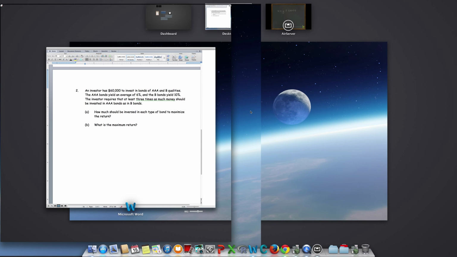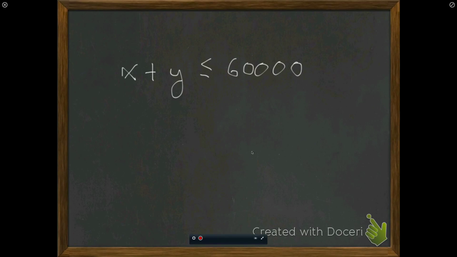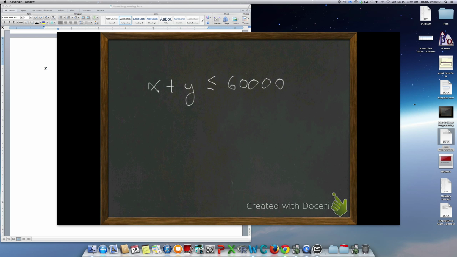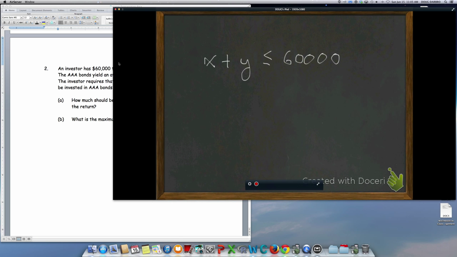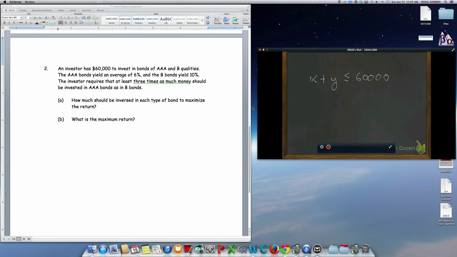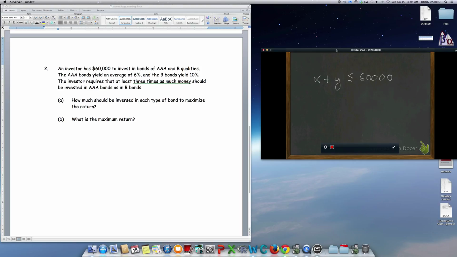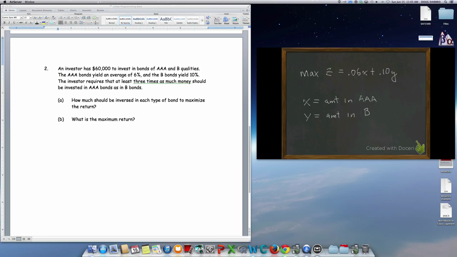All right, let's do that. And let's do this. All right, so we can get a little bit of split screen action going on here, okay? So back to the z equal. This is our objective function, and we've got to come in and find some constraints, okay?